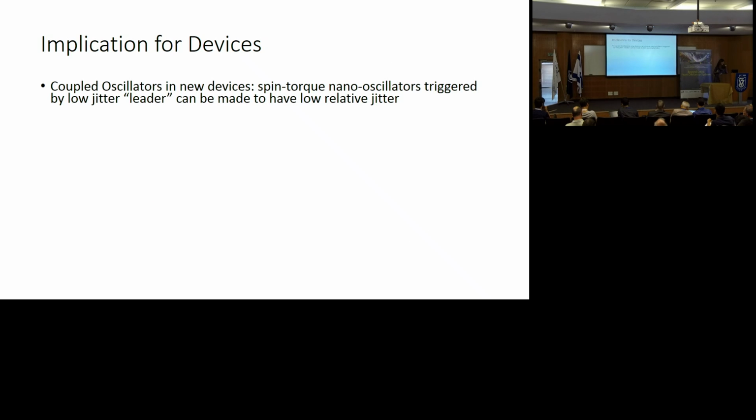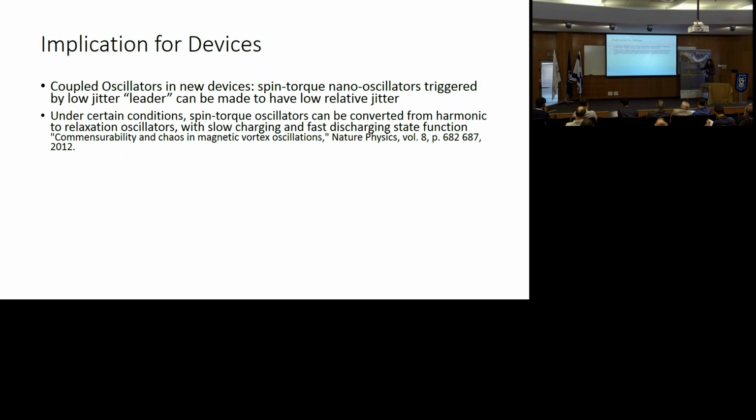Okay, so what are the implications for devices? There are a couple of implications. One is that coupled oscillators and new devices can perhaps be made better by using these kinds of algorithmic effects. Even though I'm not a device person, I have seen in the literature that there are actual spin torque oscillators that can be converted into relaxation oscillators. So I imagine something like that could be used to time wireless networks.